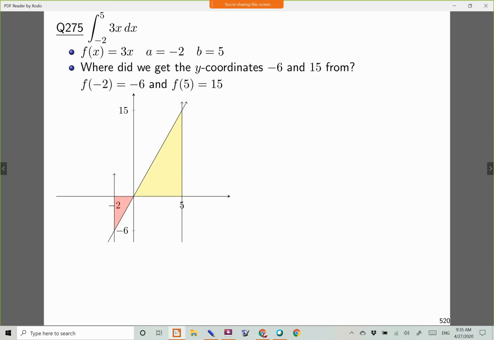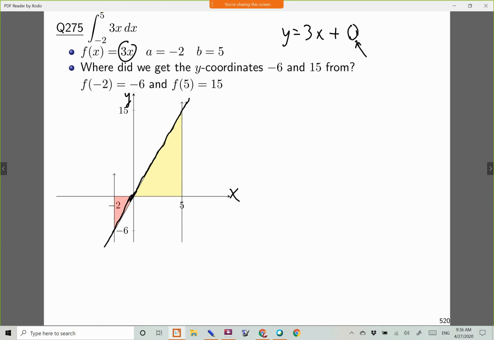Here's the picture, right? So here's the x-axis. Here's the y-axis. The function is 3x. In other words, y equals 3x. If you want, that's a y equals mx plus b, right? So this line here has slope 3 and goes through the origin because the y-intercept is 0. I don't want to call it b because b is being used for something else right now. But the y-intercept is 0. That's why it goes through the origin.